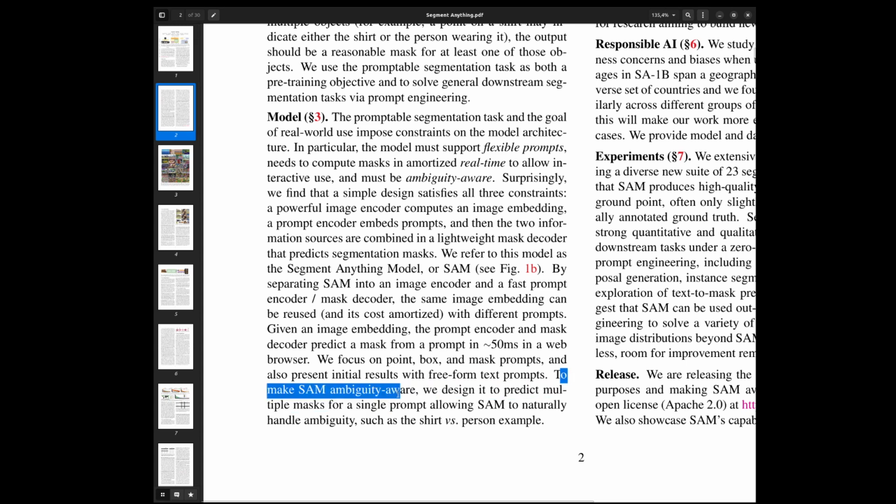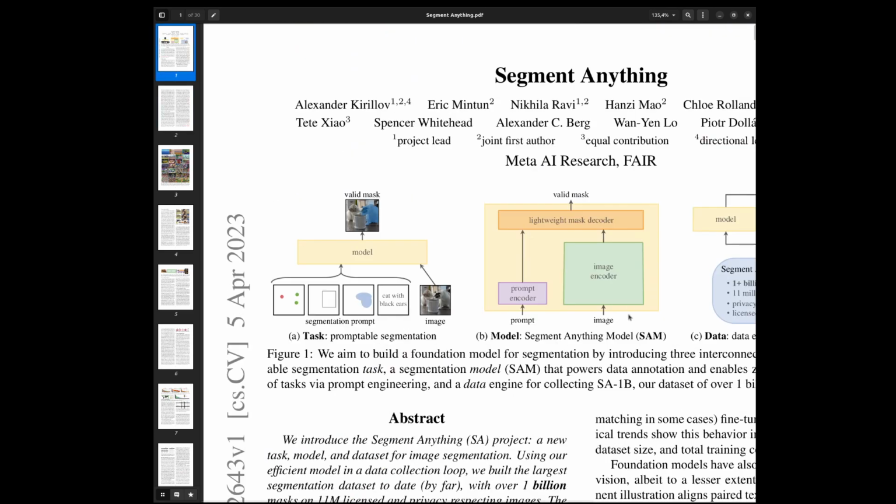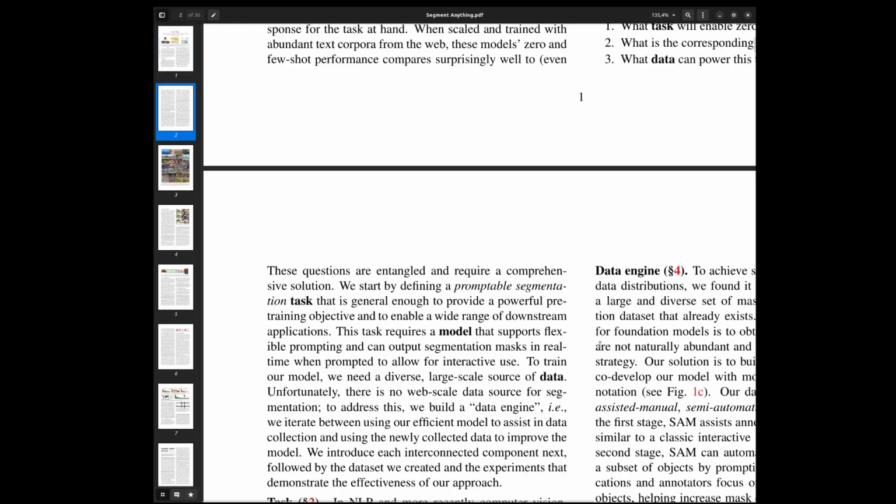Okay, so to make SAM ambiguity aware, we designed it to predict multiple masks for a single prompt, allowing SAM to naturally handle ambiguity, such as the shirt versus person example. Okay, so they were saying figure 2. Okay, well, I mean, yeah, it's just that.